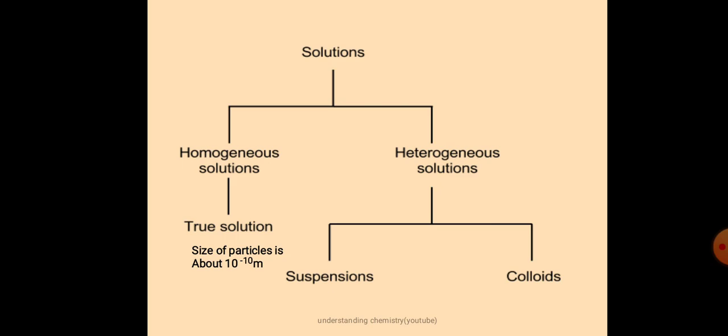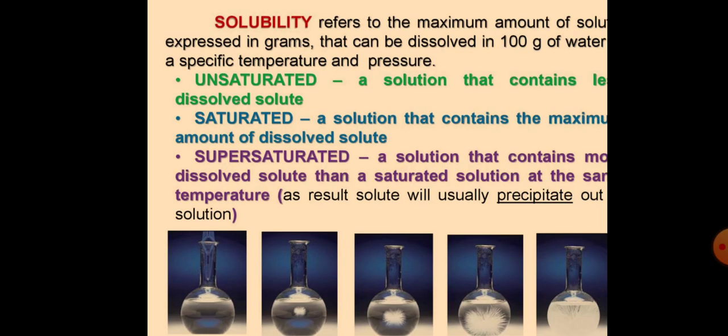For example, when you take a bowl of water and you add your chalk powder and just stir it and mix it, you get suspension. So, true solution is a solution in which the size of the particles is only about 10 power minus 10 meter and it is not visible to the naked eye. We call it as true solution. Now, in order to understand the types of solution based upon the particles, we have to know what is meant by the solubility.